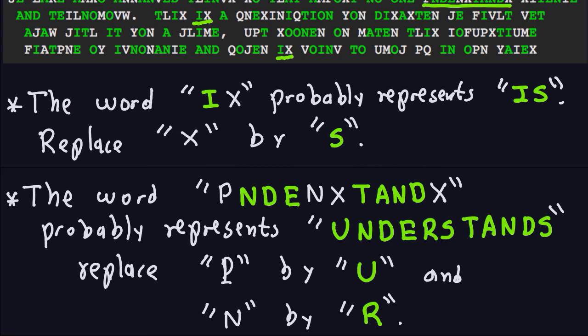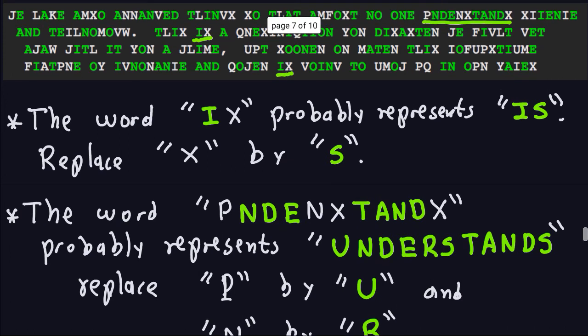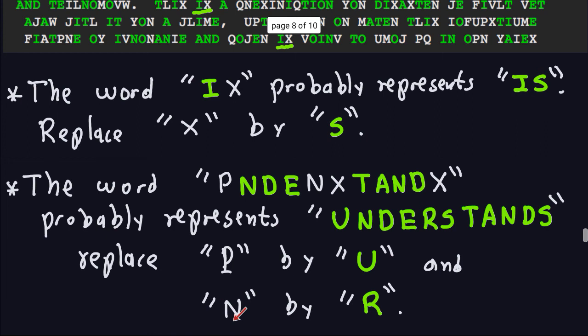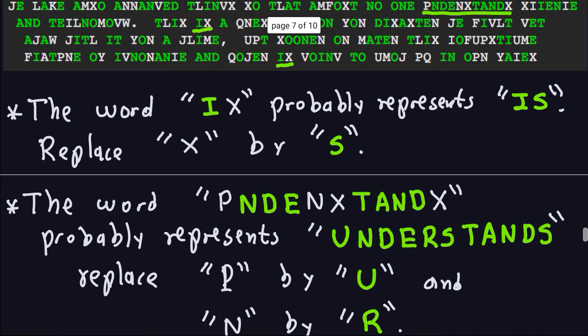So in this step, I'm replacing 3 letters. Just by looking at this word and this 2-letter word, I'm replacing the X by S, the white P by the green U, and the white N by the green R. So I'm going to get that replaced there. As you can see, it's getting a little bit better. You can probably guess now what this is, so I'm going to go ahead and replace it.